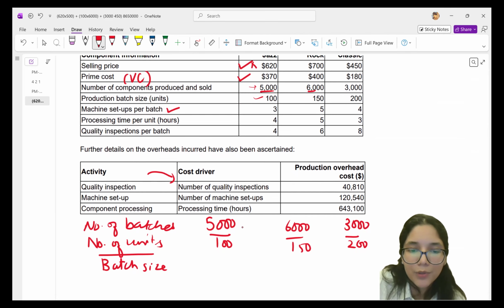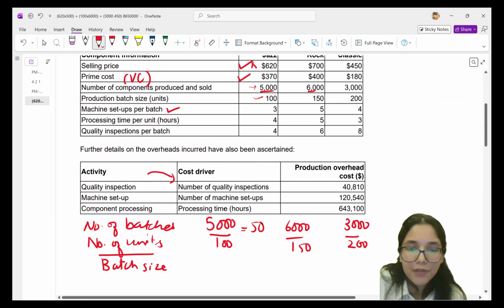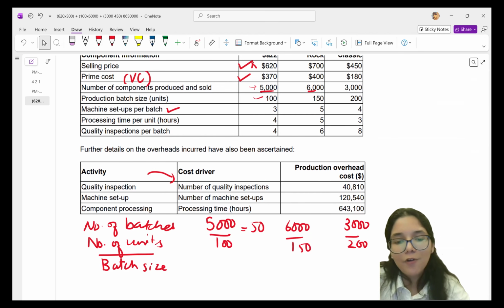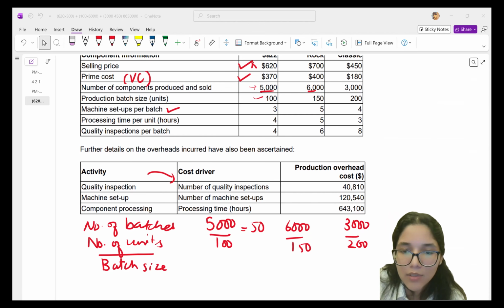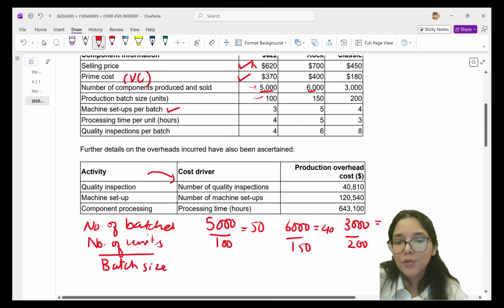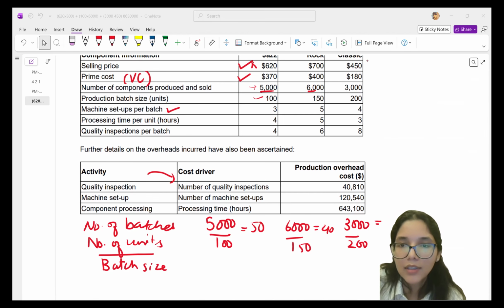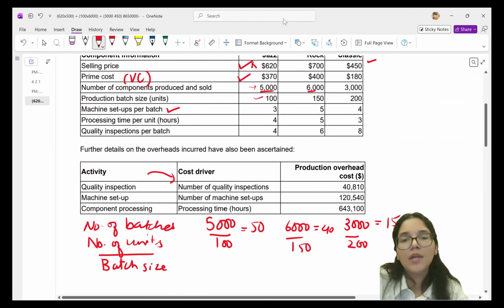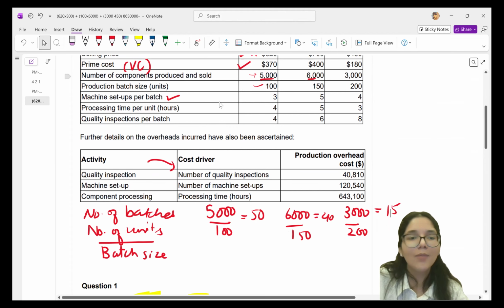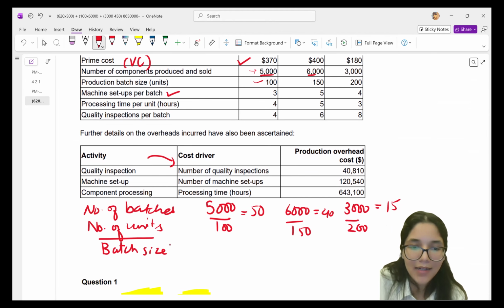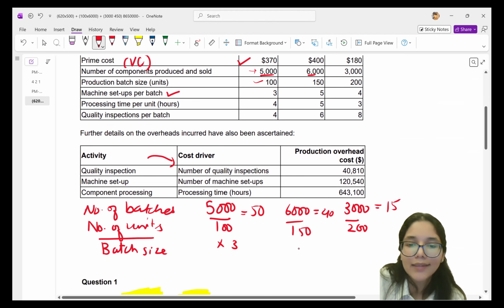And then further, if you do the workings for this one, it will come out to 50 batches that you will need for jazz. Then for rock, you have to do 6,000 divided by 150, which will give you 40 batches. And then here you will have to run 3,000 divided by 200, which will give you 15 batches in total that you will need for the classic one. So 15. Now you know that every time you are going for one batch, you require 3 setups for the first category. So 50 into 3, then 40 into 5, and then 15 into 4.